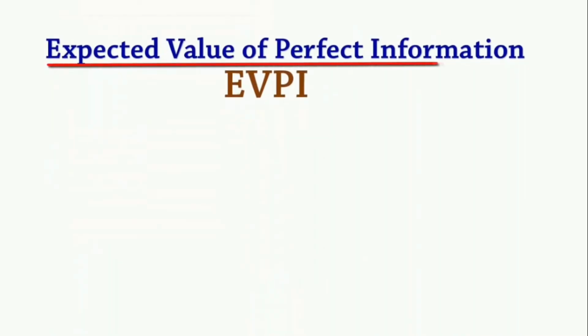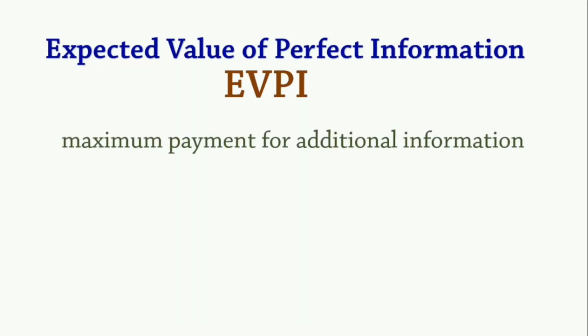Expected value of perfect information. The expected value of perfect information, EVPI, is the maximum amount you would be willing to pay for additional information about a decision problem. That is, if we have perfect information about the state of nature before the decision is made, how much is this information worth?